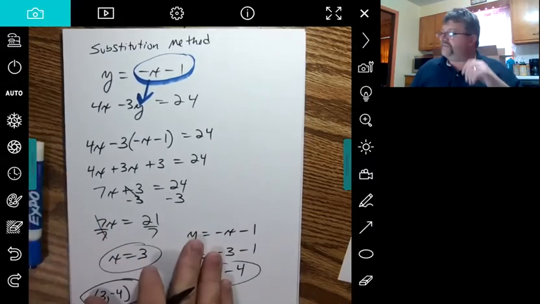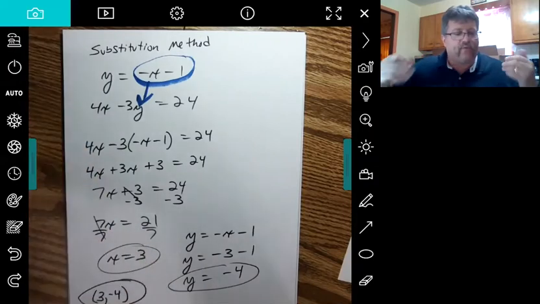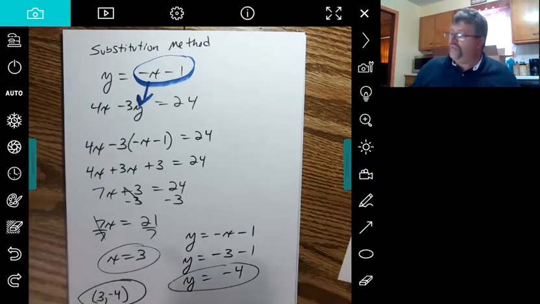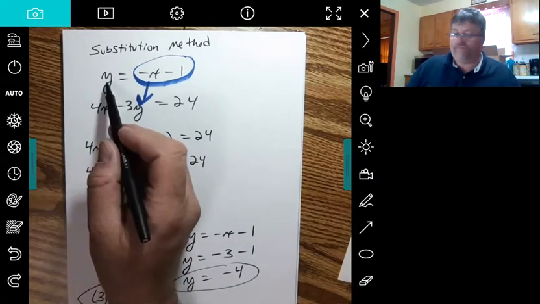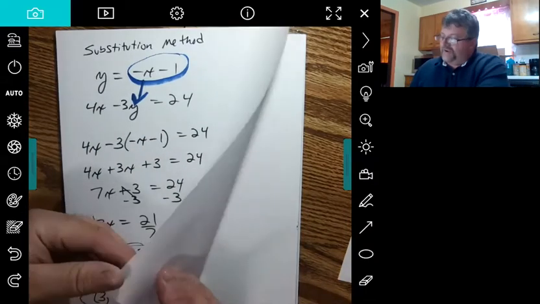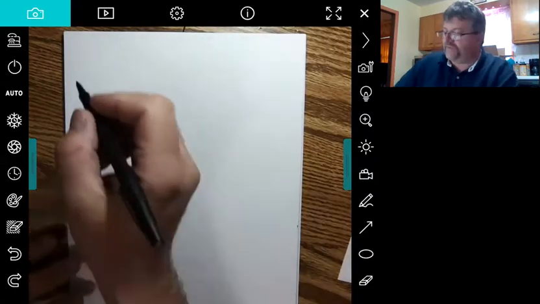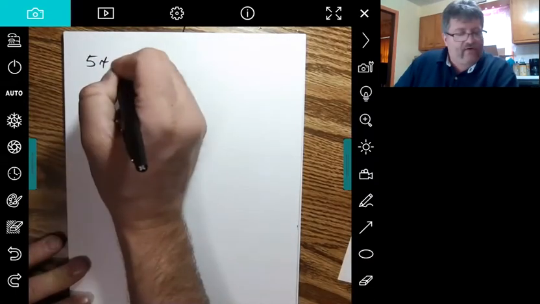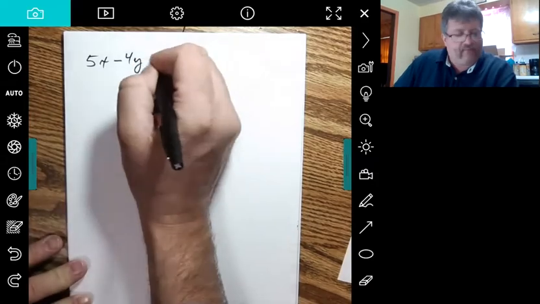Now this one was set up to lend itself very well to that method because we already had one equation that was solved for y already. So you just plug it in the other equation. That's not always going to happen. Okay, sometimes you have to make a choice on what you're going to solve for. Like, let's look at this example.